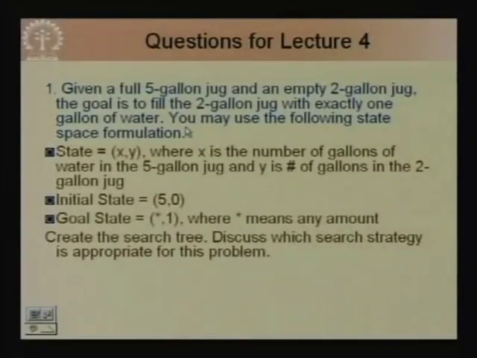I come to the questions for today's lecture. Question 1, you are given a 5-gallon jug and a 2-gallon jug. Initially, the 5-gallon jug is full and the 2-gallon jug is empty. Your goal is to fill the 2-gallon jug with exactly 1 gallon of water. So given this problem description, your problem is to create the search tree and discuss which search strategy is appropriate for this problem.